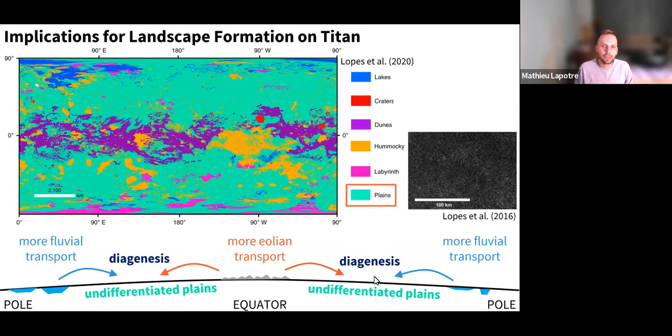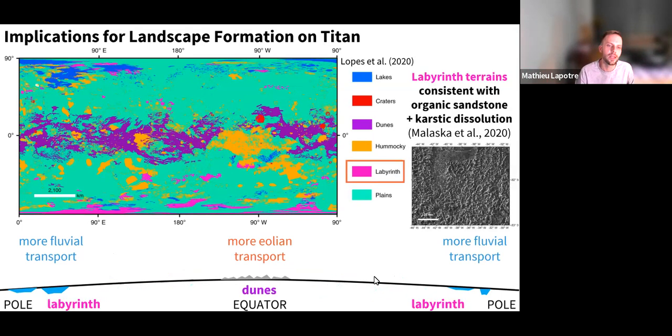So this mechanism could explain the formation of Titan's undifferentiated plains, a scenario that is consistent with spectral observations that suggest a possible organic composition for large portions of the undifferentiated plains. And coarser organic sand grains produced at high latitudes could also eventually get deposited into terminal basins. This is where we have the lakes. And in the presence of soluble cements, diagenesis might occur as well, turning these sandy deposits into widespread organic sandstones, as has been proposed by Malaska et al. in 2020, which in turn could be responsible for the formation of Titan's karst-like labyrinth terrains.